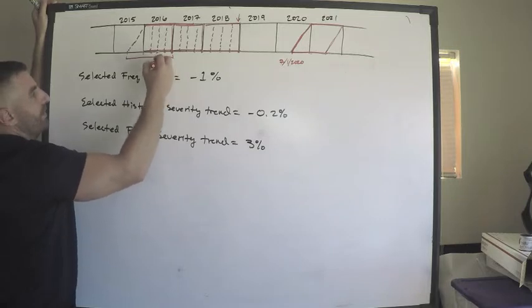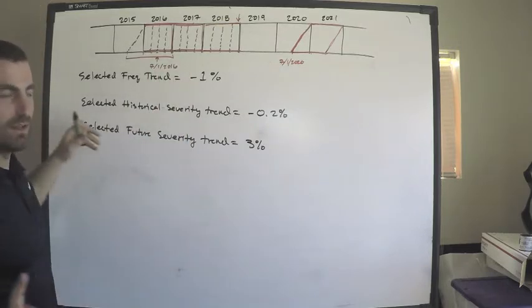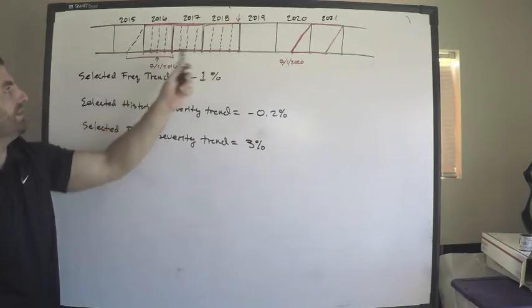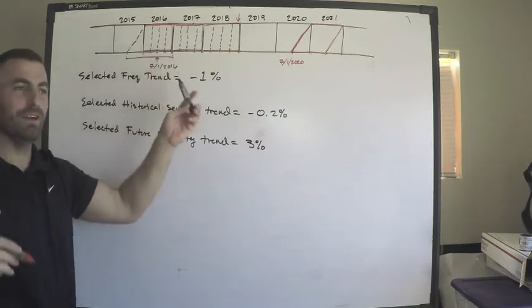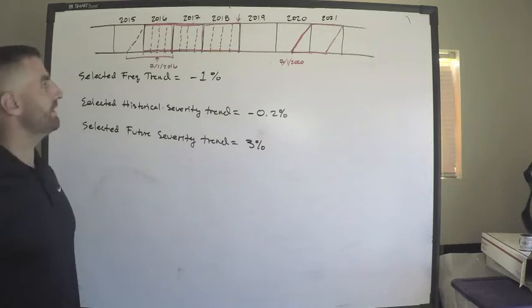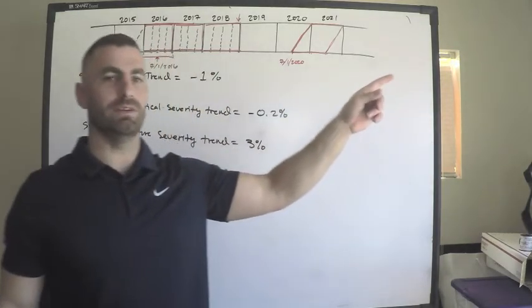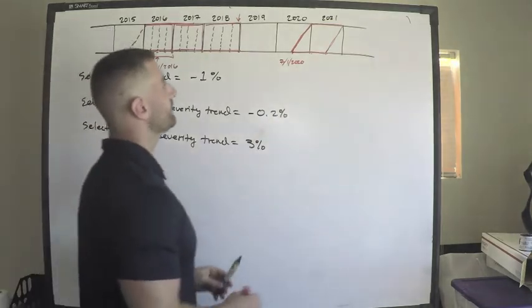So I'm going to trend from this date, 7/1/2016. So I hope that made sense. I'm going to go over it again right here. But the average accident date for calendar year 2016 is 7/1/2016. What is the average accident date for the effective period? It's the same sort of deal.